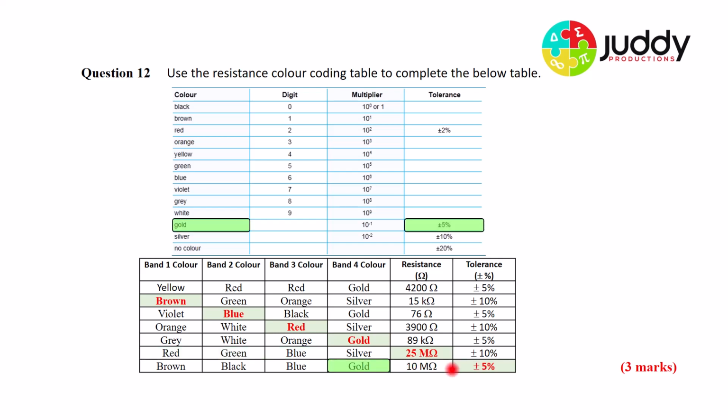Our final example. This one required the tolerance to be copied into our table. The color we have is gold. Gold represents a tolerance of plus or minus 5%.